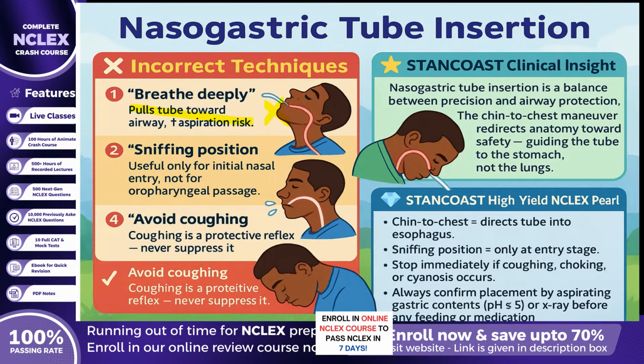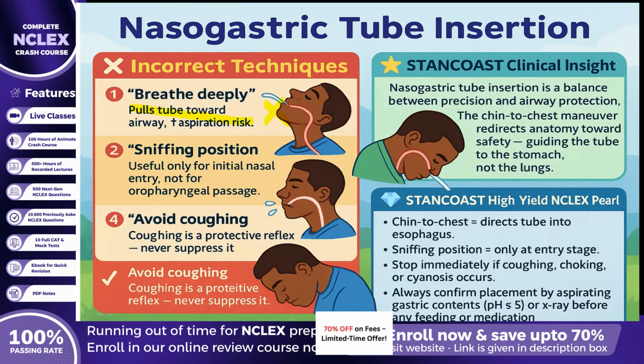Option 2, the sniffing position, is useful only during the initial insertion phase to align the nasopharyngeal route but becomes unsafe once the tube reaches the oropharynx since it opens the airway. Finally, option 4, advising the client to avoid coughing, is inappropriate because coughing is a protective reflex that signals the tube may have entered the trachea. The nurse should never suppress this reflex. Instead, the procedure should be stopped immediately if coughing or respiratory distress occurs.